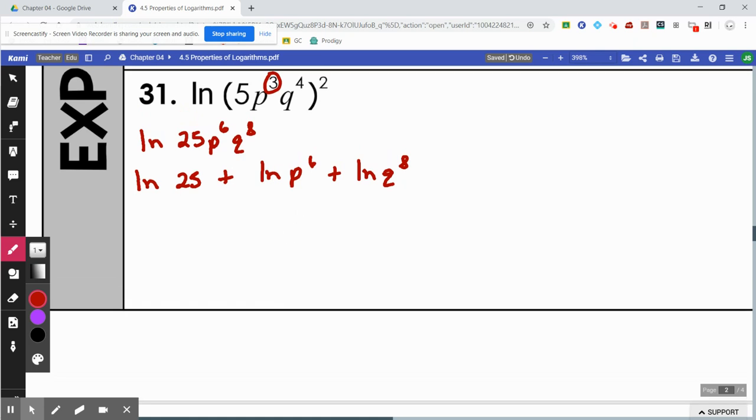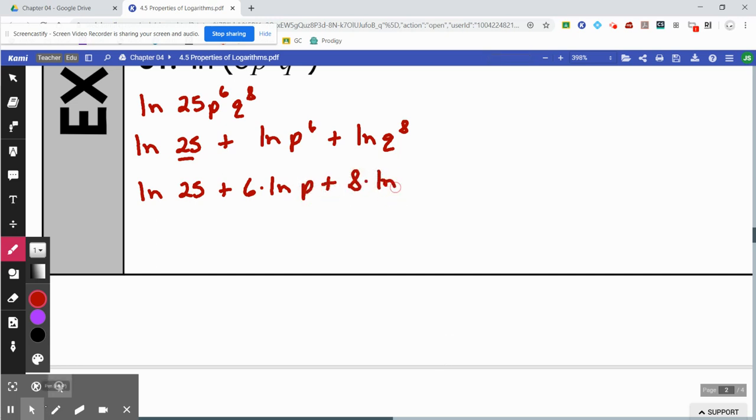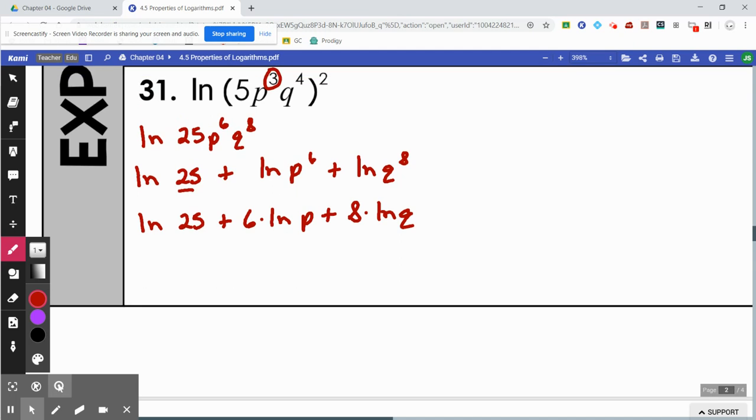Next up, we're going to bring all of our exponents down. Now you could have left this as 5 to the second and brought down the 2, or we can just write it as a natural log of 25. The 6 comes down front, write it as 6 times natural log of p. The 8 comes down front, and that'd be 8 times the natural log of q.